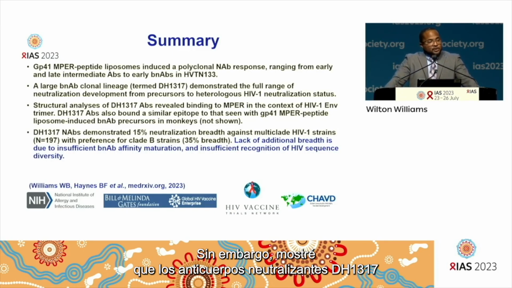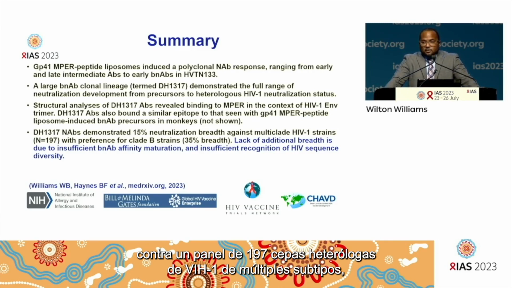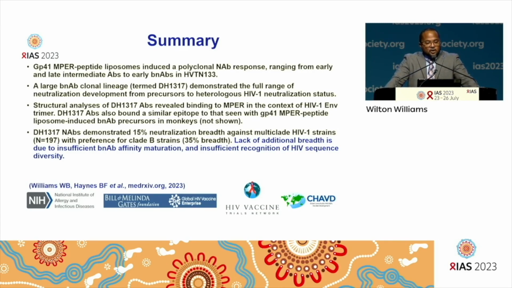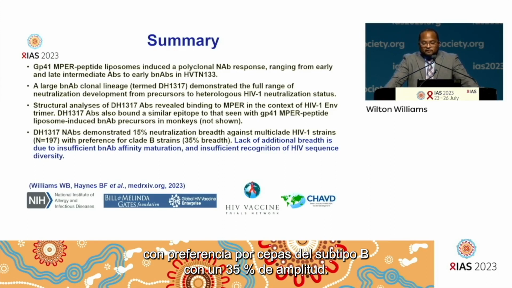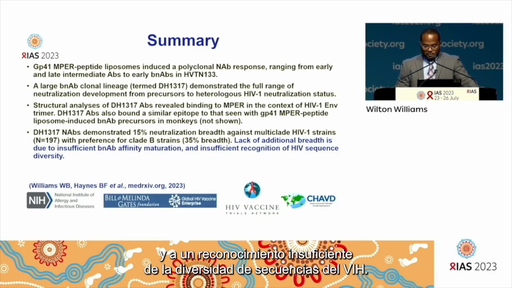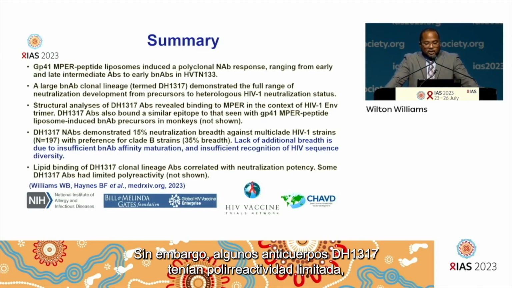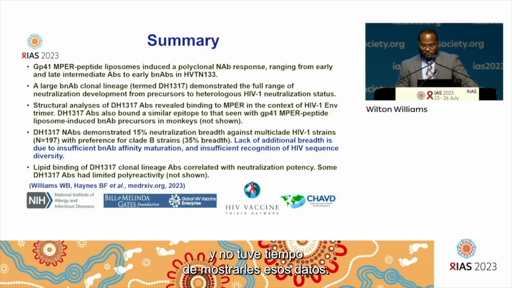However, I showed you that DH1317 neutralizing antibodies demonstrated 15% neutralization breadth against a panel of 197 multi-clade heterologous HIV-1 strains, with preference for clade B strains at 35% breadth. And we hypothesized that the lack of additional breadth is due to insufficient bNAb affinity maturation and insufficient recognition of HIV sequence diversity. Finally, lipid binding of DH1317 clonal lineage antibodies correlated with neutralization potency, as I showed you. However, some DH1317 antibodies had limited polyreactivity, and I didn't have time to show you those data.